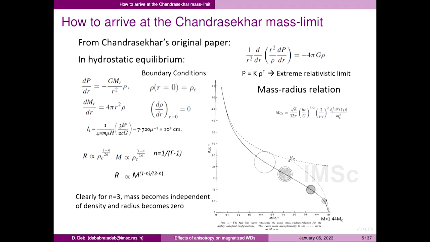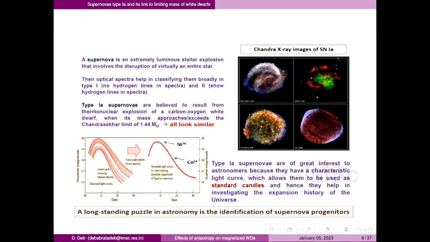So Chandrasekhar arrived at the mass-radius relation for the white dwarf, and there is an interesting part. You can see that if you consider n equals 3, then the mass of the white dwarf becomes independent of the central density, and it arrives at the limiting mass for the white dwarf, which is 1.4 solar masses.